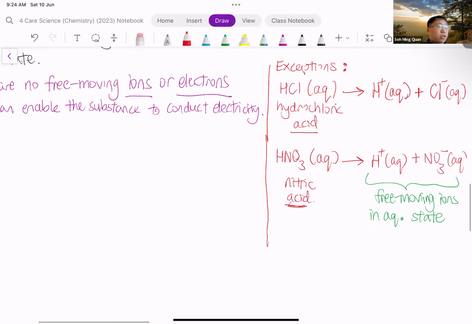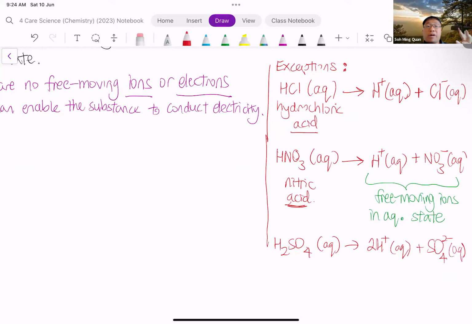Now, obviously, these are not the only acids. I am just demonstrating to you some acids. There are many other acids, including sulfuric acid, H2SO4, and we will learn some organic acids, carboxylic acids, later on as well. So these acids are able to conduct electricity in the aqueous state.